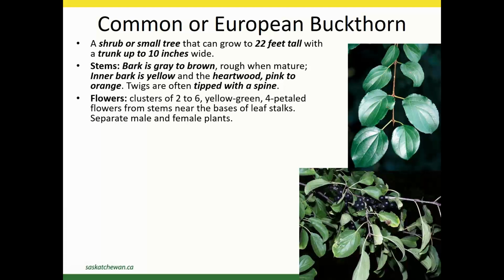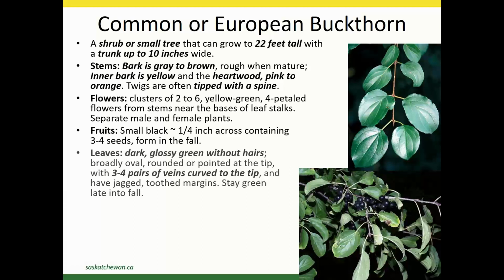Flowers are yellow-green in color, so they're not horribly conspicuous. They're in clusters of 2 to 6. They're 4-petaled flowers, and they have separate male and female plants. So if we had been really on the ball, we would have only planted either male plants or female plants so that we got the flowers and not the berries. Fruits are small, black, a 1/4 inch across, and containing 3 to 4 seeds each, and they're very apparent in the fall. And birds really, again, really like to consume these fruits.